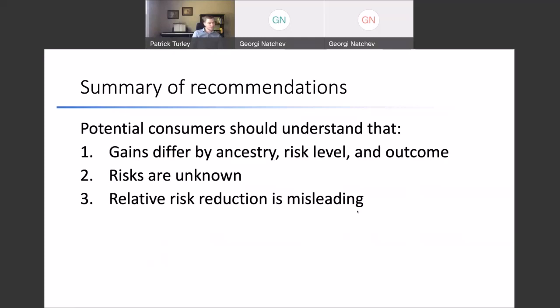The second thing is that the risks of embryo selection are unknown. It's a very new technology, and there may be risks that we're just unaware of that we're imposing on children who are born using a technology like this, and we just know very little currently. And finally, reporting results in terms of relative risk reduction can be misleading, and so we recommend that companies who are offering a service like this report their potential benefits in terms of absolute risk reduction.